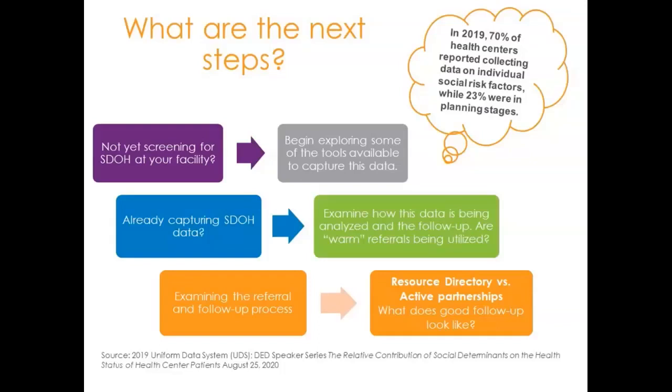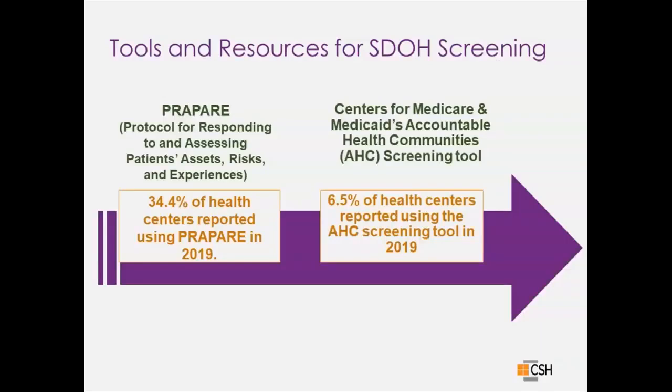We are getting into that in just my next slide. So there's two main tools that health centers use for screening for SDOH. Prepare, which was mentioned by some folks in the chat, thank you so much, which stands for Protocol for Responding to and Assessing Patients' Assets, Risks, and Experiences. The same UDS data set reports that about 34.4% of health centers use Prepare in 2019. A smaller percentage uses the CMS, Centers for Medicare and Medicaid's Accountable Health Community Screening Tool. Other agencies use tools created for themselves or maybe some other state-level tools.